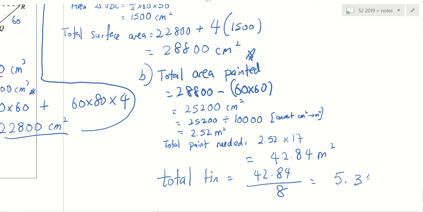Even though 5.3, if I round off, it should be 5, right? But because 5.3 means I need 5 plus bottles of paint. O-level question. Why they say N-level? Because set 5 taking the same paper.